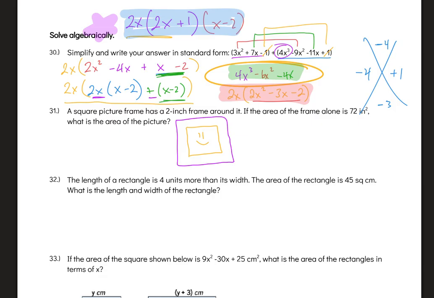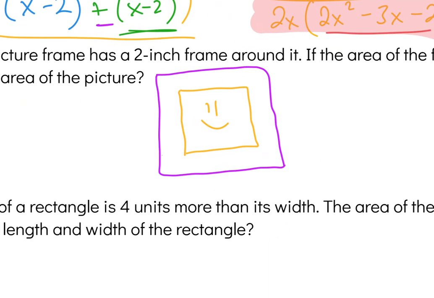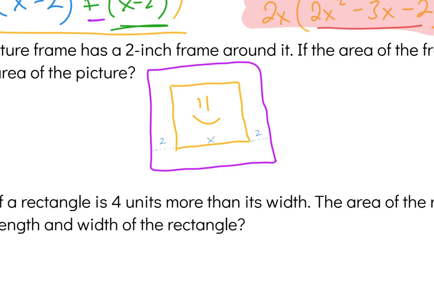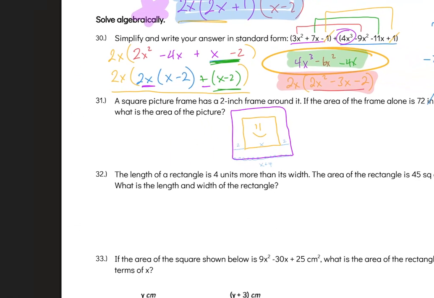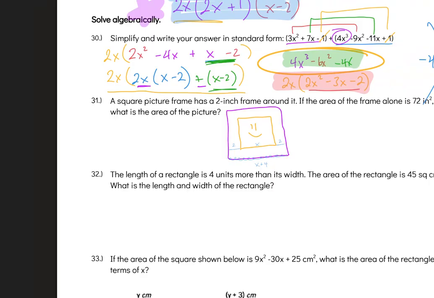So we obviously don't know what the area of the picture is, but we do know that this piece right here is 2, and this piece is 2, okay? So we're just going to call this x. Well, if this is 2 and this is 2, then this is x plus 4. So if you're a little confused, here's the area of the little picture. The little picture is x squared. That's the area of the picture.